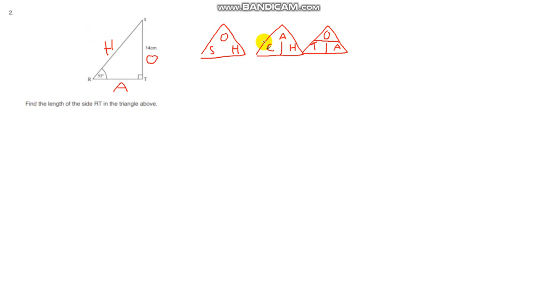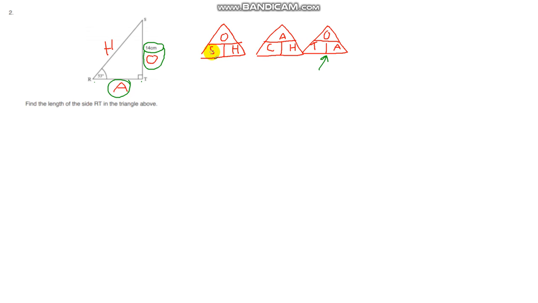So the next job is to find which ratio I'm going to be using. So in the question, I've been given an angle, I've been given the opposite, and asked to find the length RT, which is going to be the adjacent. So I've been given the opposite, I've been asked for the adjacent. Now I select which triangle mentions both the opposite and the adjacent, which is going to be this one.